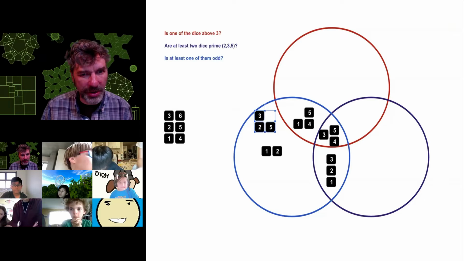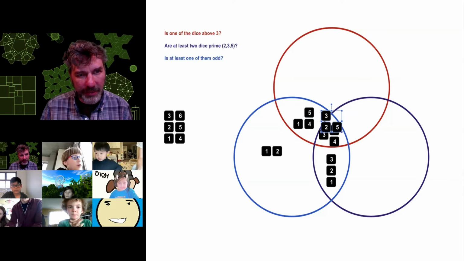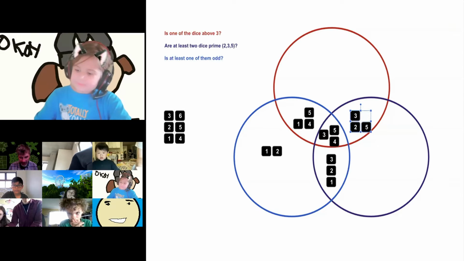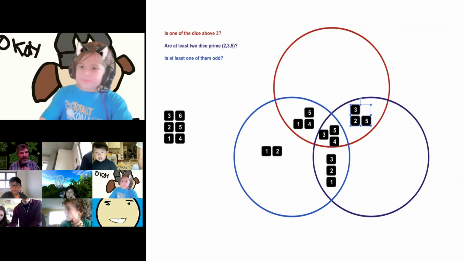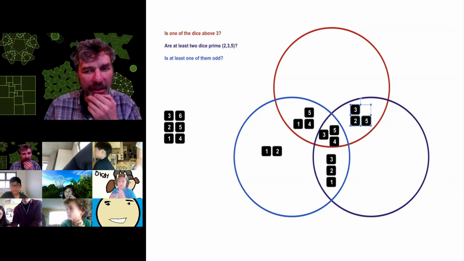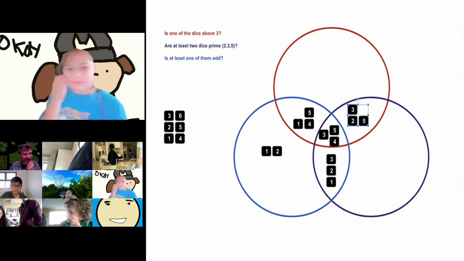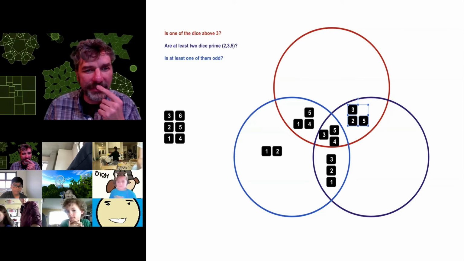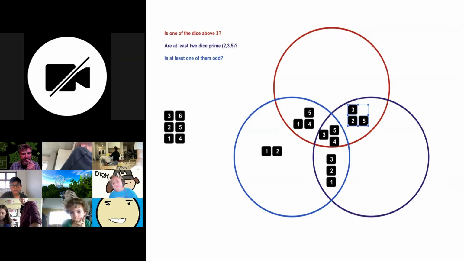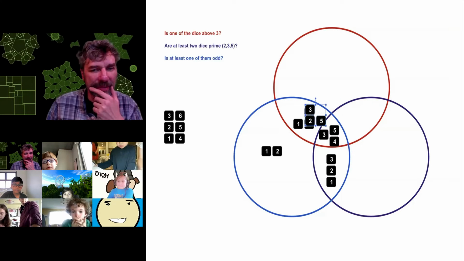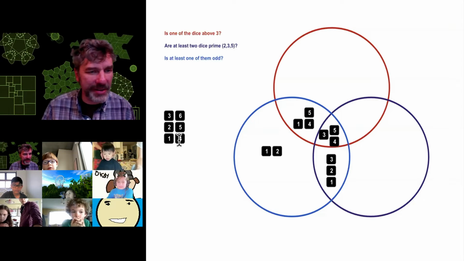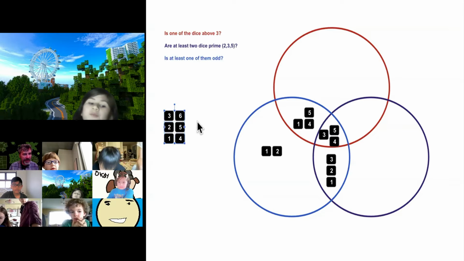So you think it goes over here. Purple and red, but not blue. So you think that at least one of them is not odd. None of those are odd numbers, Chesscat? Okay, they're all odd numbers. But try 2, 4, and 6. Okay. So 2, 4, and 6. Not at least 2 of them are prime.